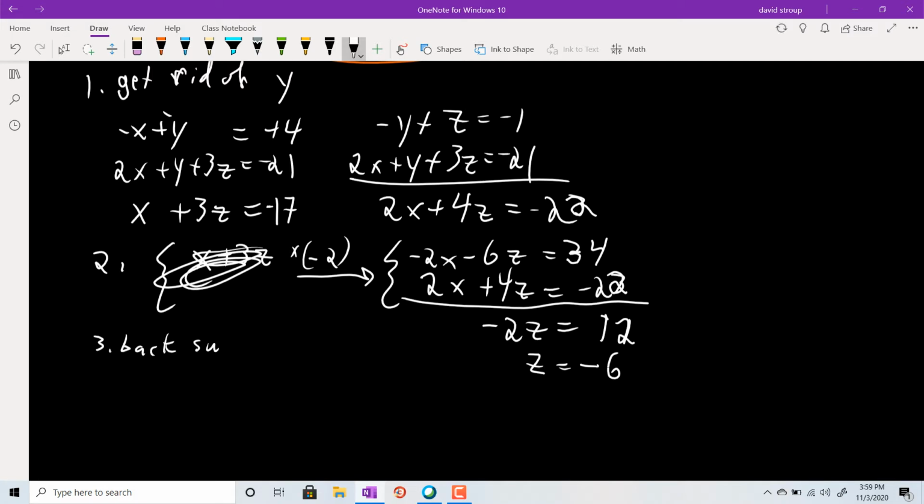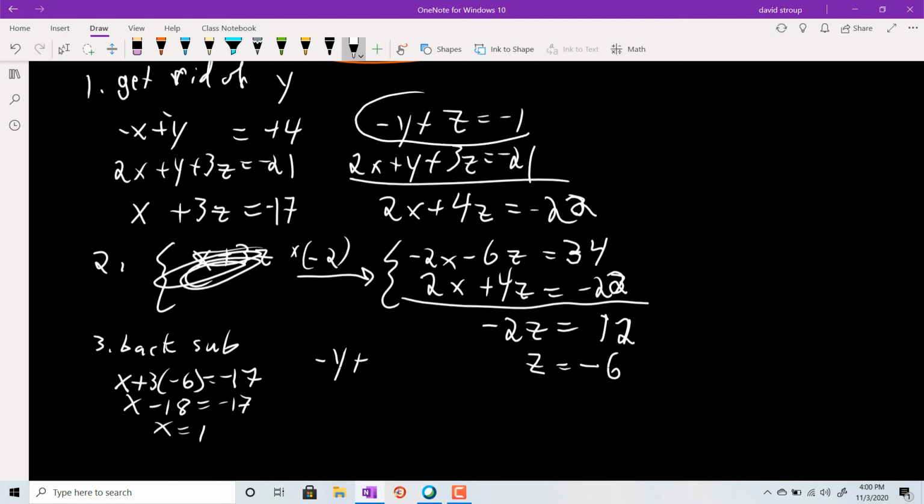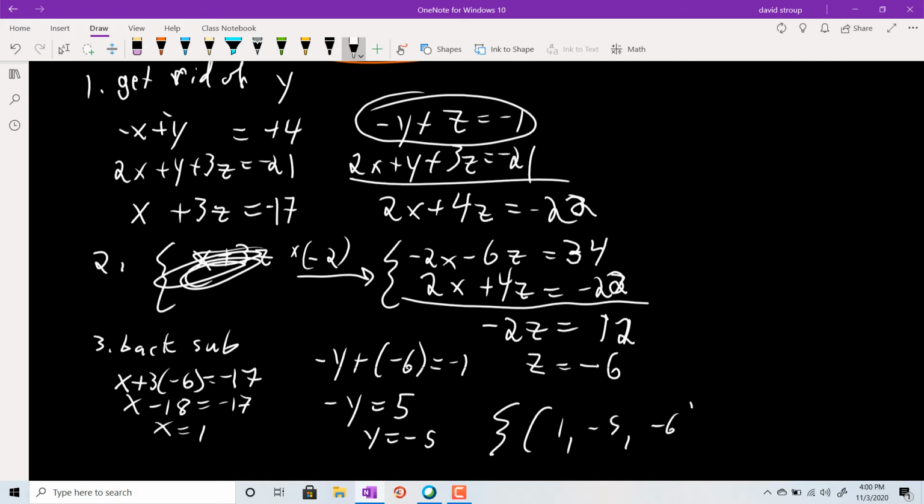Back sub. And so x plus 3 times negative 6 is negative 17. X minus 18 is negative 17. So x is equal to 1. And then plug in for y. I could just use negative y plus z. I can just use this equation. You don't have to get carried away. Plus negative 6 is negative 1. So negative y is 5, so y is negative 5. Okay, so it looks like we got 1, negative 5, negative 6.